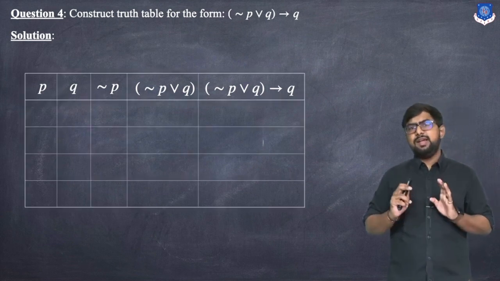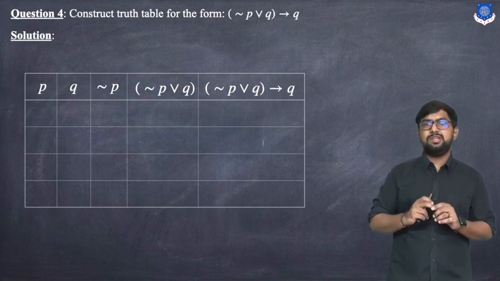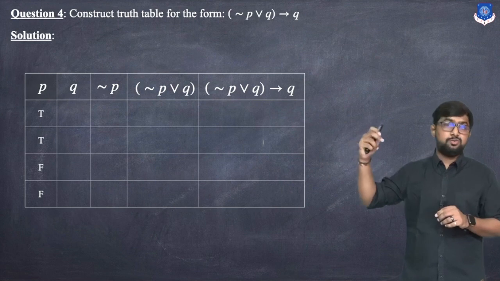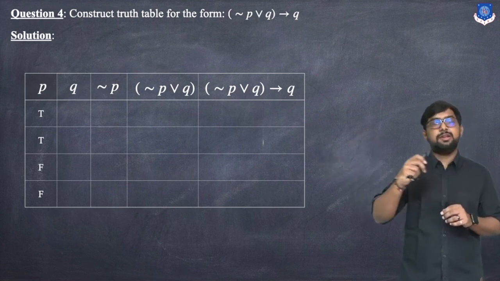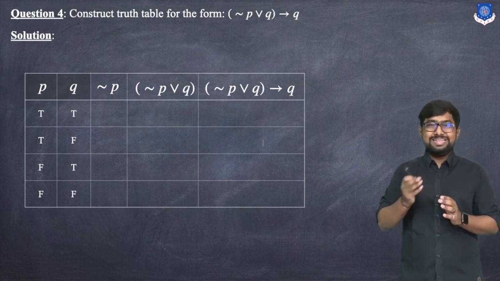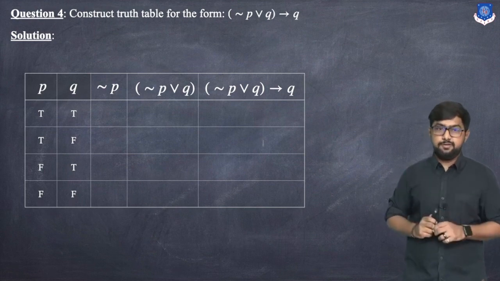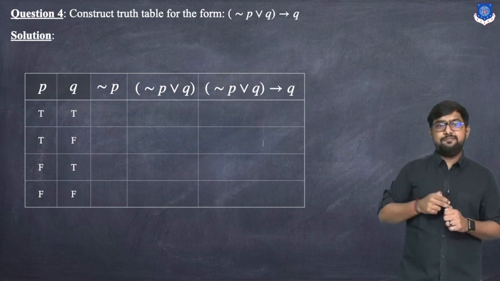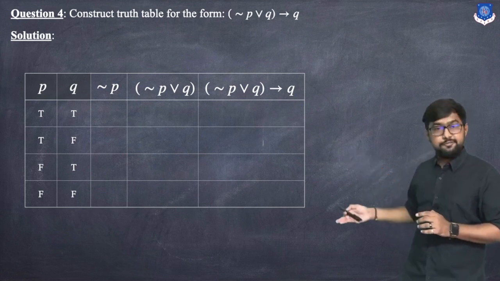Now see, there are two statements, so there will be four possibilities. Either both are true, both are false, one is true and another one is false, or one is false and another one is true. So P and Q will be TT, TF, FT and FF. Now not of P: P is TTFF, so not P will be FFTT.